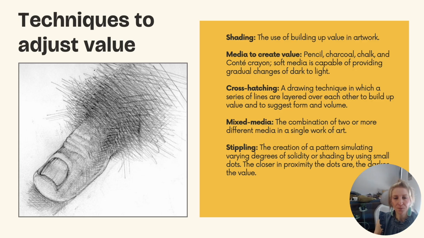Mixed media is a combination of two or more media in a single work of art, and this can be applied in a lot of different ways to create value. And then stippling is the creation of a pattern simulating varying degrees of solidity or shading by using just small dots. So the closer in proximity the dots are, the darker the value, right? So you're using those dots instead of line or shading to build up the value on top of itself.